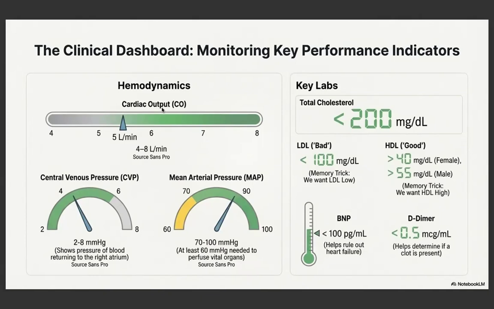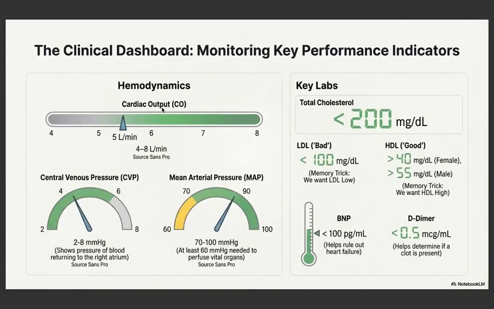Then when we're talking about BNP, this stands for brain natriuretic peptide. This helps rule out heart failure. So if there's a presence of this, a high presence of this, I should say, because we want it to be less than 100. If there's a high presence of this, it's very indicative of heart failure.